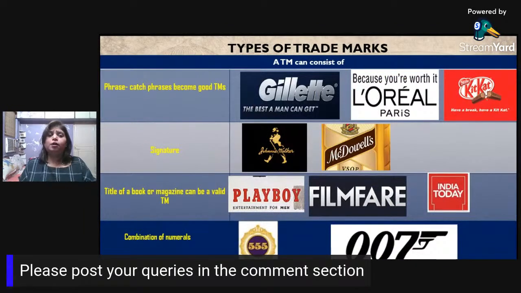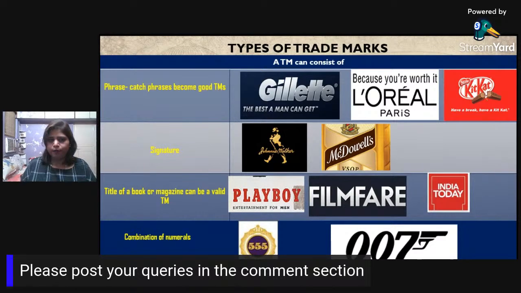Then we have got catchphrases, as we know, of various types. Let it be "the best a man can get," "Men will be men," "Have a break, have a Kit Kat," and see how they keep on changing. "Have a break, have a Kit Kat" was earlier when people identified it. Nowadays it is "Kit Kat, break banta hai." So you keep on changing and make it more and more catchy so that people remember it. Or any jingle that you write which identifies the product, like "because you're worth it."